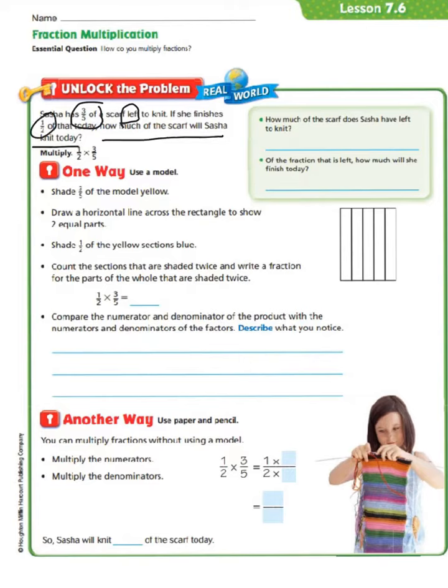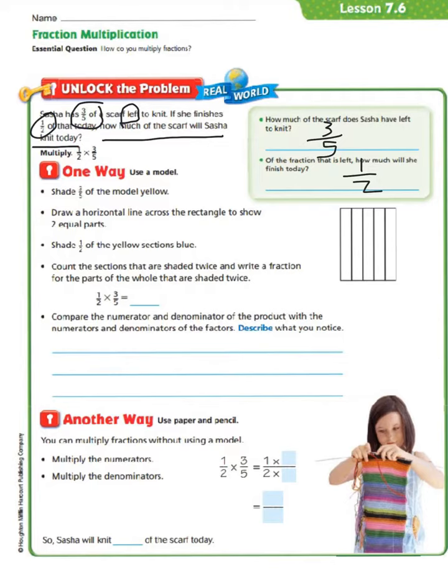So let's look over here in our green box and let's take a look at the two questions that we need to answer. So it says, how much of the scarf does Sasha have left to knit? Well, if we look back over here at the word problem, it says 3/5 of a scarf left to knit. So the answer to that one is 3/5. Our second question is, of the fraction that is left, how much will she finish today? Well, let's look back over in our word problem. If she finishes 1/2 of that today, so the answer to this one is 1/2.